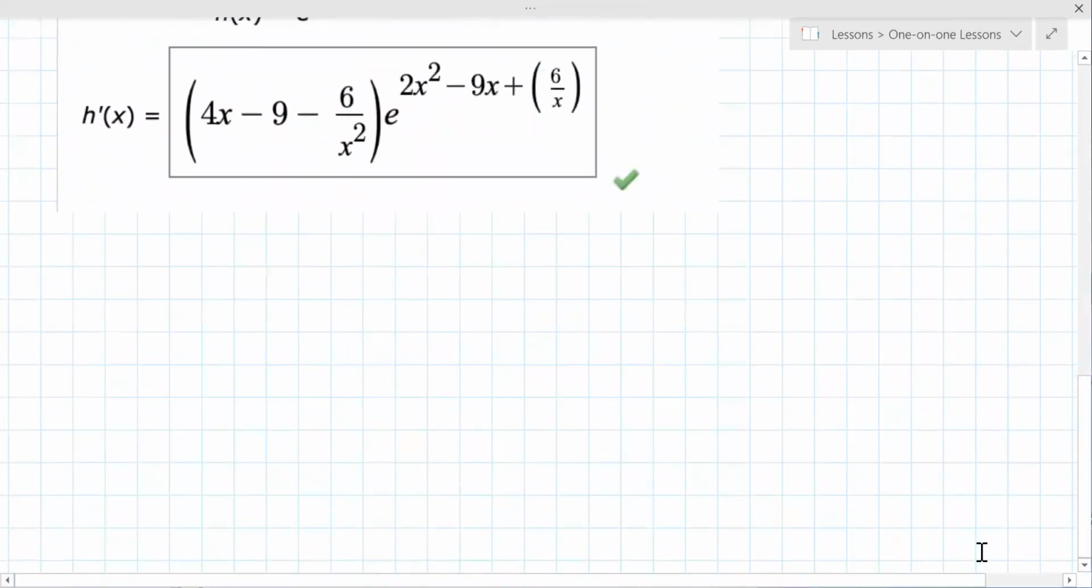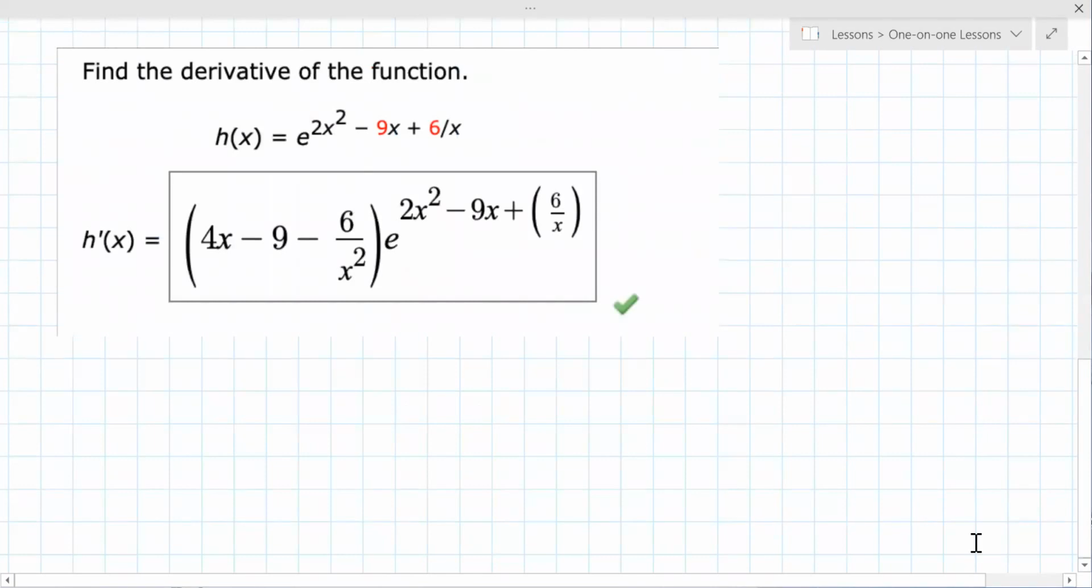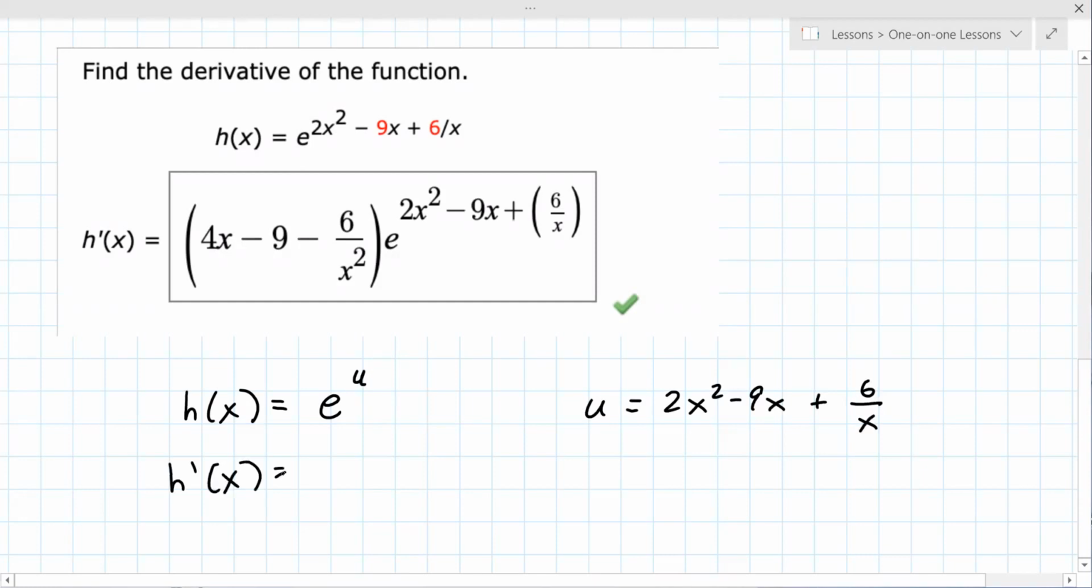Okay. So the derivative of the function, this is the function up here. You got the answer right, but let's just work through this again. This one would be really good to look at as e to the u, where u is equal to 2x squared minus 9x plus 6 over x. That was one way you could write it. What is the derivative of e to the u? Do you recall? No. It's itself. It's itself.